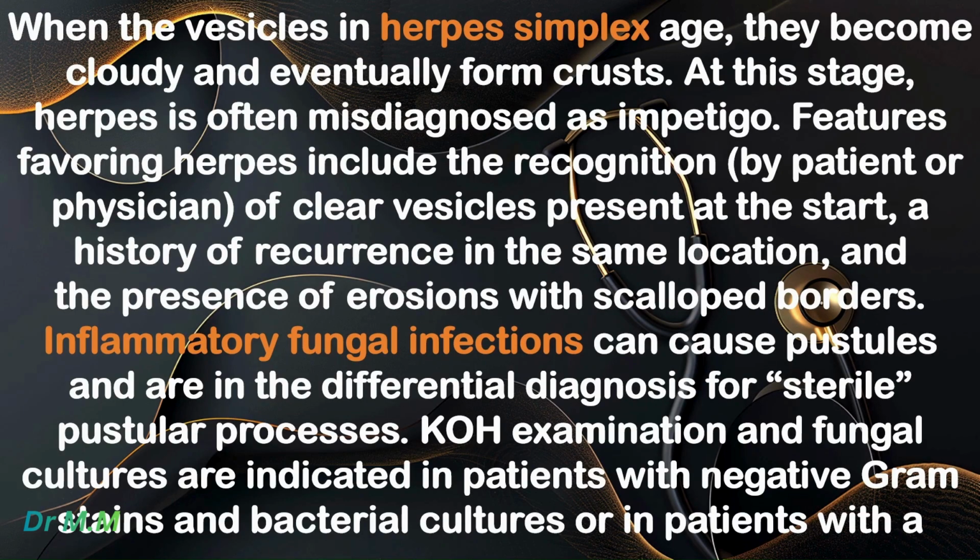When the vesicles in herpes simplex age, they become cloudy and eventually form crusts. At this stage, herpes is often misdiagnosed as impetigo. Features favoring herpes include the recognition, by patient or physician, of clear vesicles present at the start, a history of recurrence in the same location, and the presence of erosions with scalloped borders.